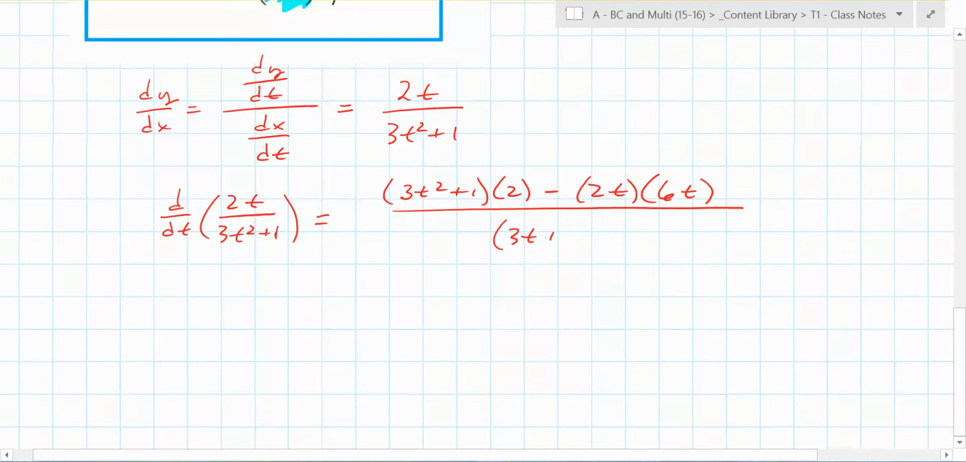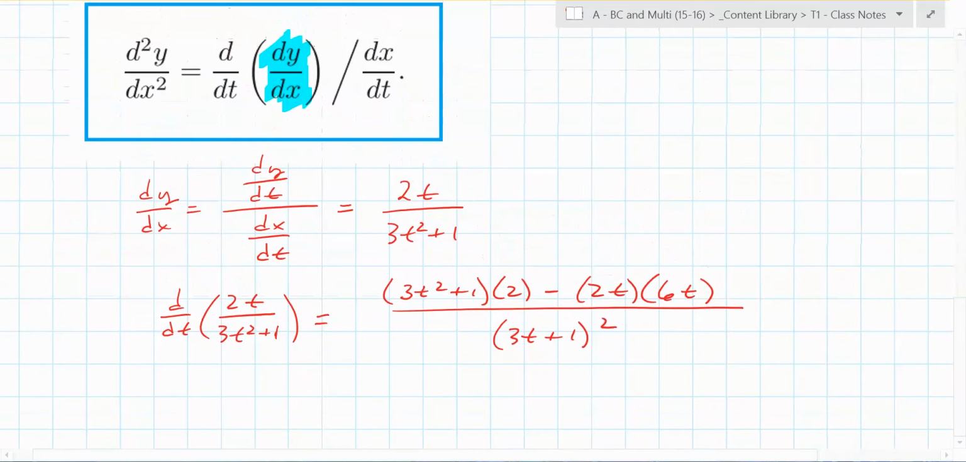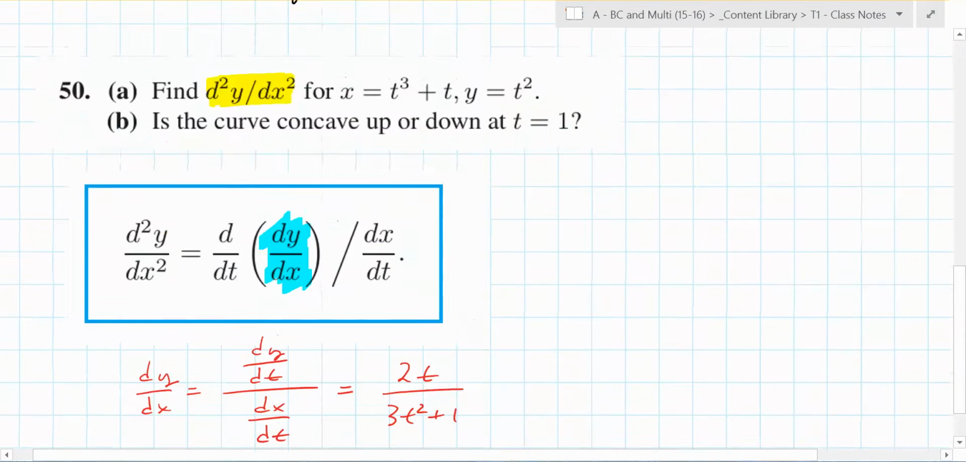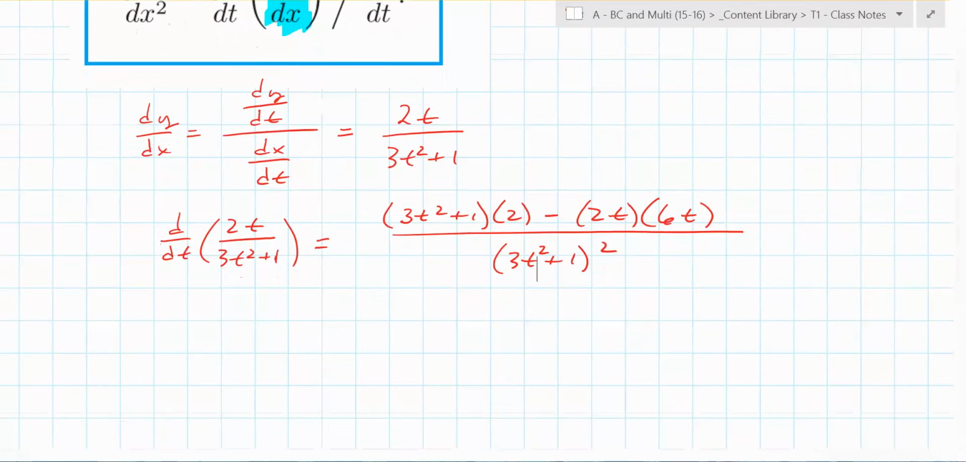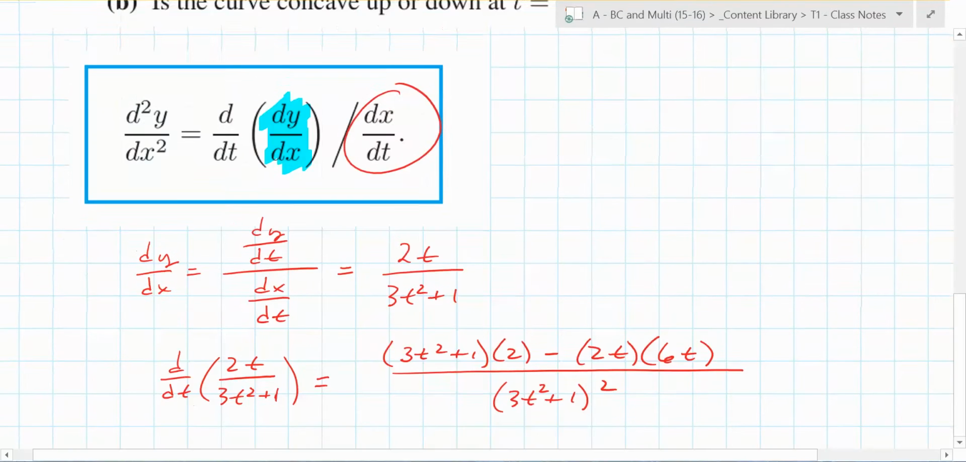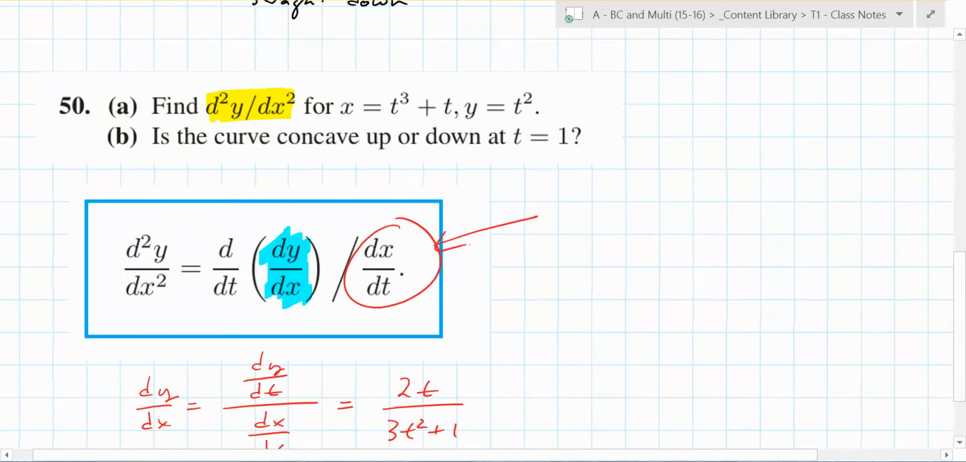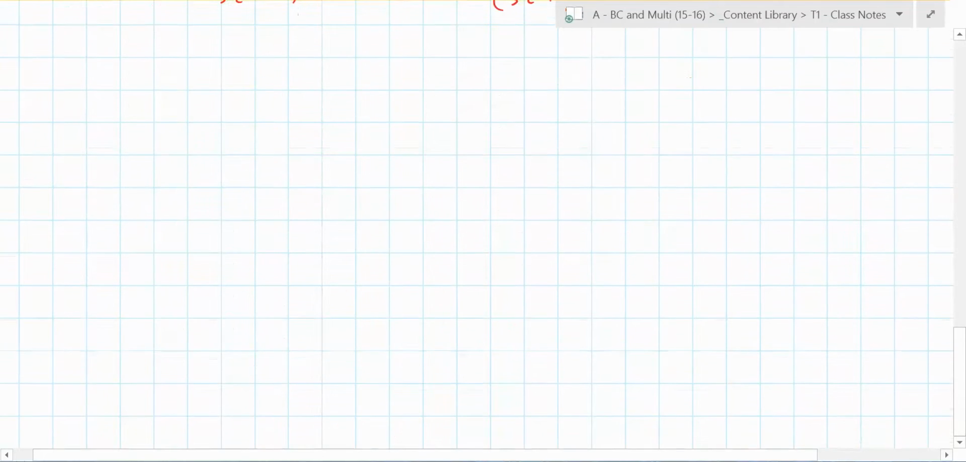So we have 3t squared plus 1. Thank you. Are we done yet? No. What do we need to do? What is dx/dt, the derivative of that? So 3t plus what? Come on, what is dx/dt? 1. Thank you. So what's our answer going to be?